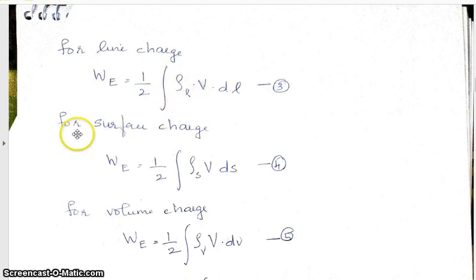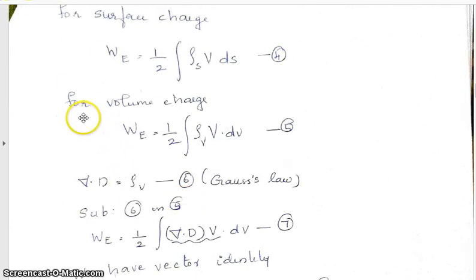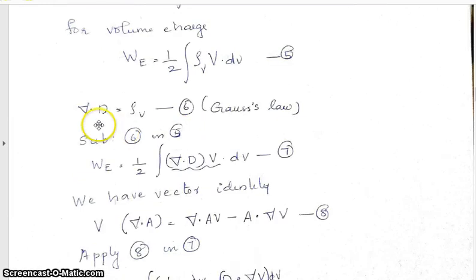Now the work done in moving a surface charge is W_E equal to half integral rho S V dS, where rho S is equal to charge per unit area. And the work done in moving a volume charge is equal to half integral rho V V dV, where rho V is your volume charge density, charge per unit volume. Now we have Gauss law: del dot D is equal to rho V.